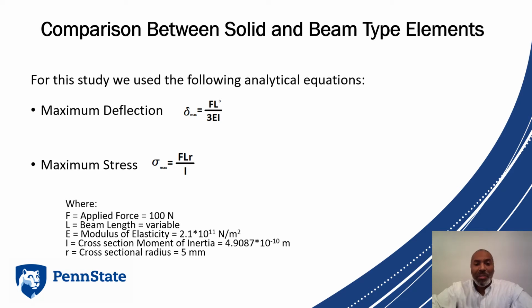For this study, we also use the following analytical equations that we talked about last time. Our maximum deflection is delta equals FL cubed over 3EI, which is your standard cantilever formula. Also, for the maximum stress, we have FLr over I, where FL turns out to be your bending moment, times r, which is the radius, but the radius is also the maximum distance from your neutral axis, over I, which is your second moment of inertia.